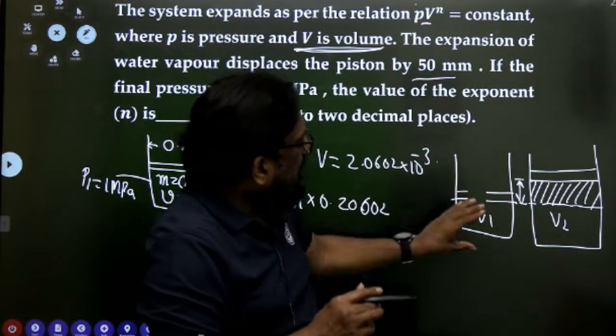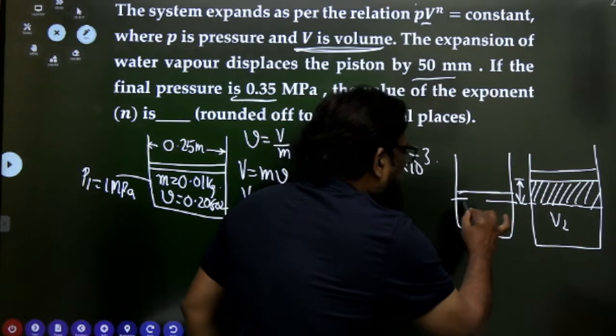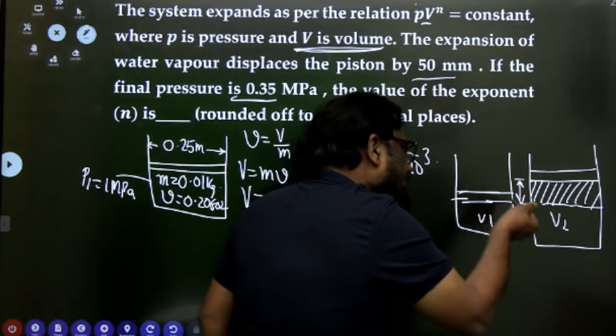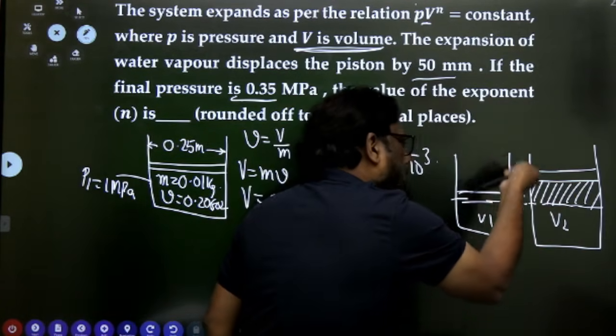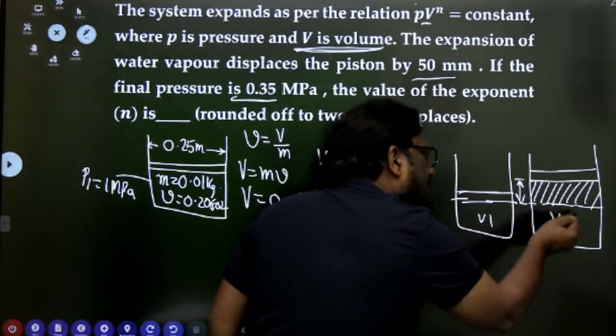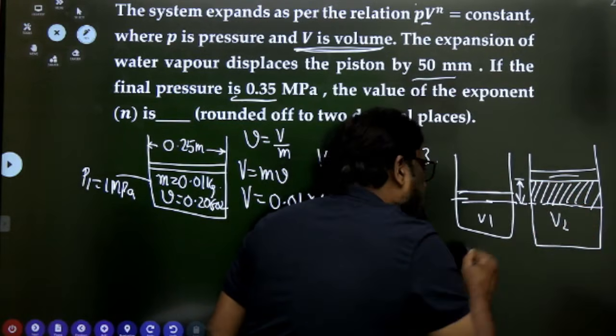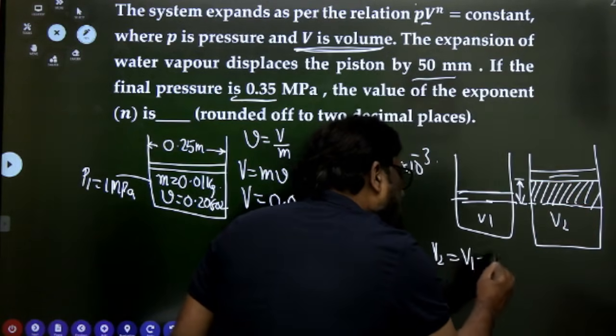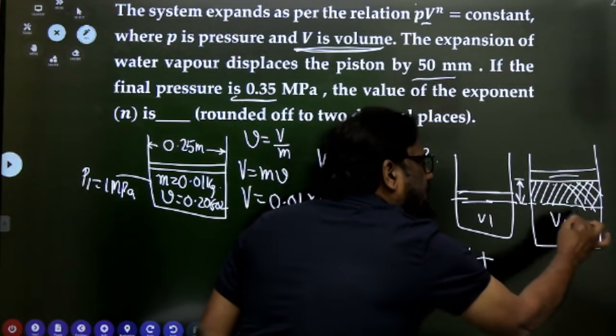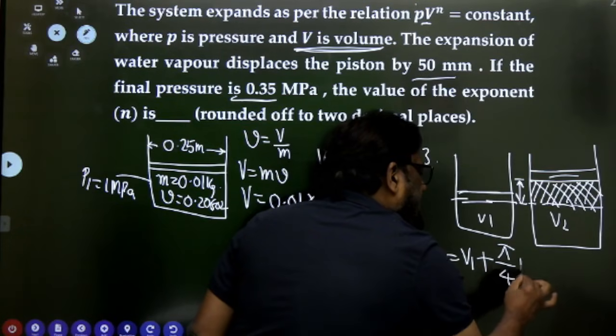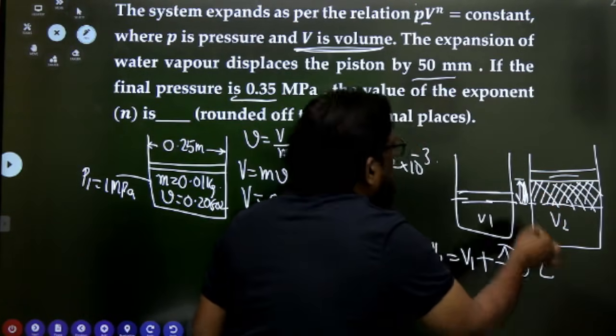I repeat sir, initially कुछ volume था, हीट किए तो या फिर जो भी प्रोसेस किए तो एक्सपैंड हो रहा है. So this is the final volume. ये पूरा फाइनल वॉल्यूम है सर. तो फाइनल वॉल्यूम इज इक्वल टू इनिशियल वॉल्यूम प्लस ये वाला वॉल्यूम. What is this volume? pi by 4 d square into this displaced length 50 mm.